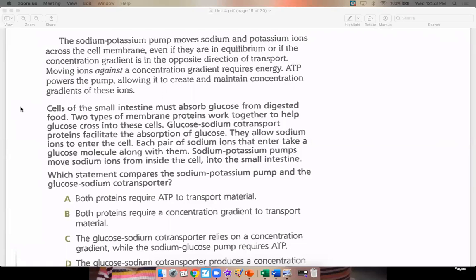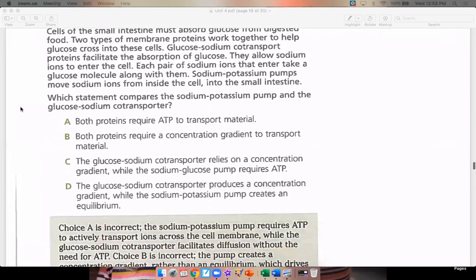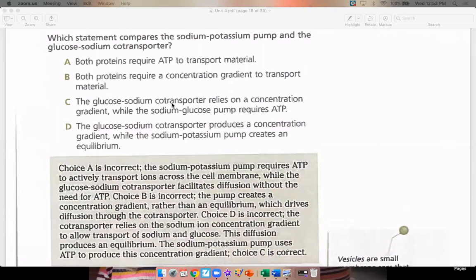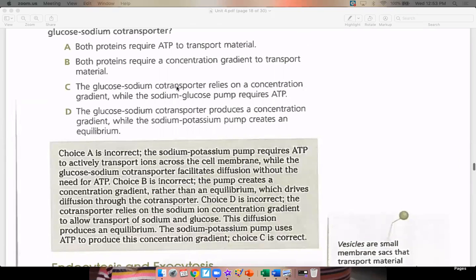Which statement compares the sodium-potassium pump to the glucose-sodium co-transporter? We're going to jump right down to the correct answer. C, the glucose-sodium co-transporter relies on the concentration gradient, while the sodium-potassium pump requires ATP. That is a comparison. So the glucose-sodium co-transporter is passive transport. The sodium-potassium pump is active transport.